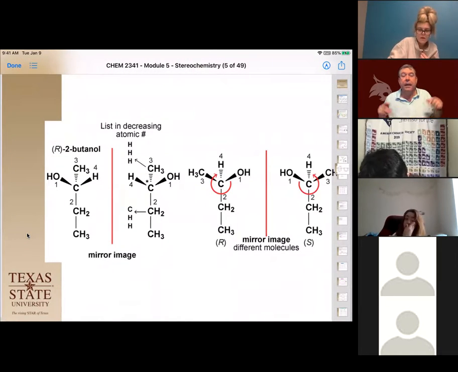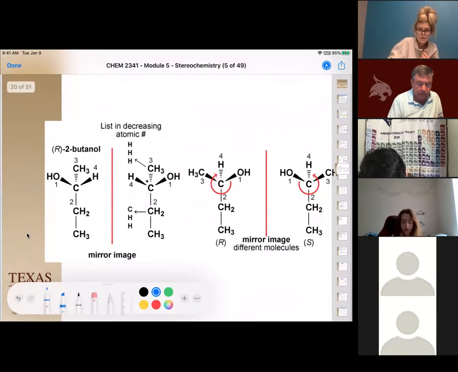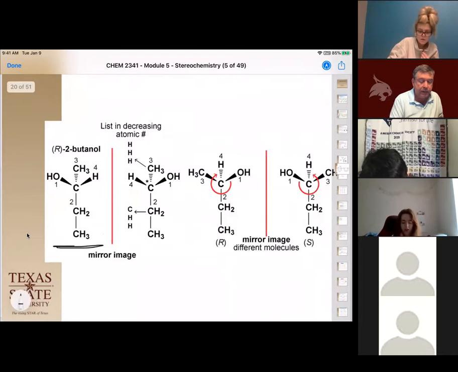So let's go ahead and do this same thing. We've already assigned the R and S to this particular molecule here. And again, when we first drew it, we drew it like this right here, but we had to rotate it 120 degrees on one axis to allow us to do our 1, 2, 3. We had to rotate it.